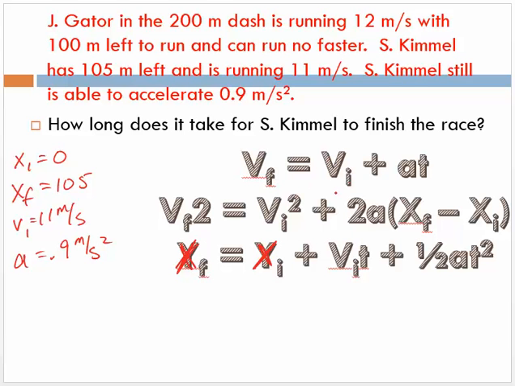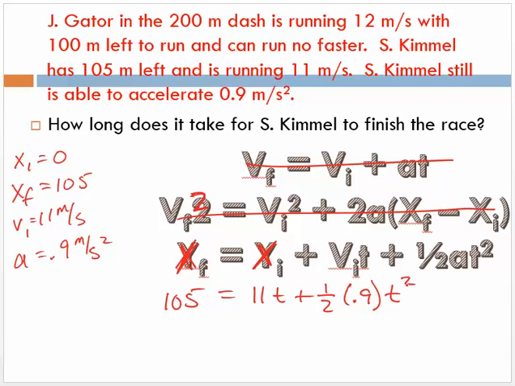The top equation doesn't do me any good because I don't know his final speed. I know the initial speed of Mr. Kimmel, but I don't know his final speed. This one here doesn't even have time in it, so I'm not going to use the second one. I'm left with the bottom one again. I get 105 equals, again, the initial we're going to say is 0. His initial speed, we're not going to put V in there, is 11 T plus 1/2, his acceleration is 0.9, T squared.